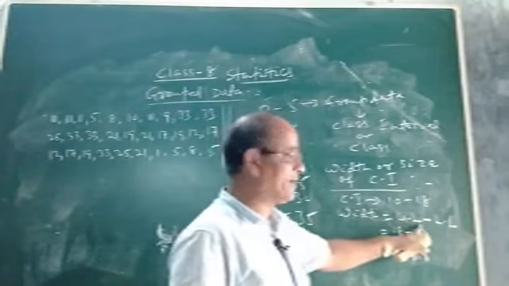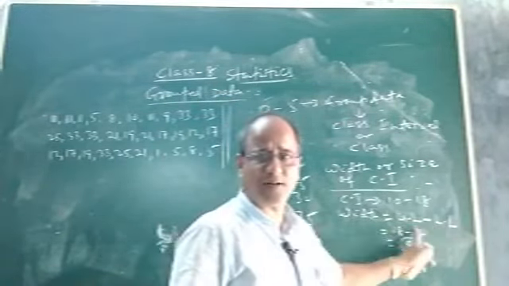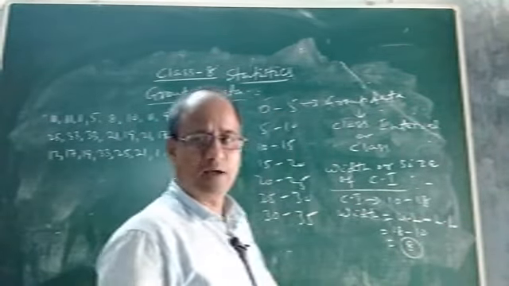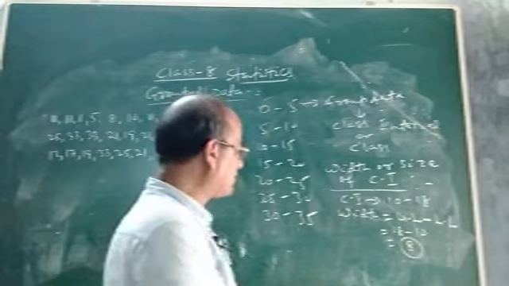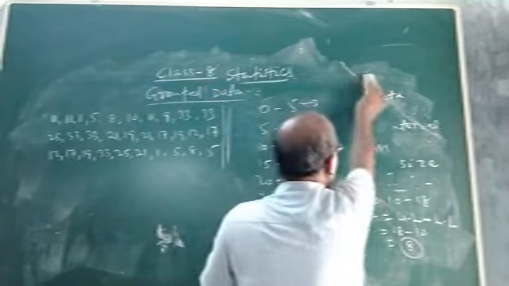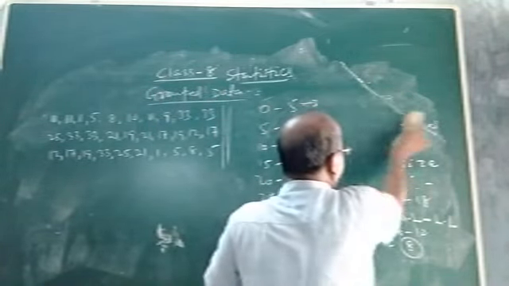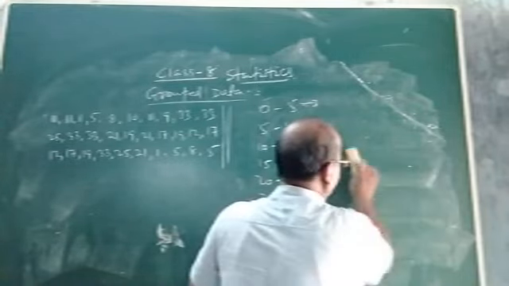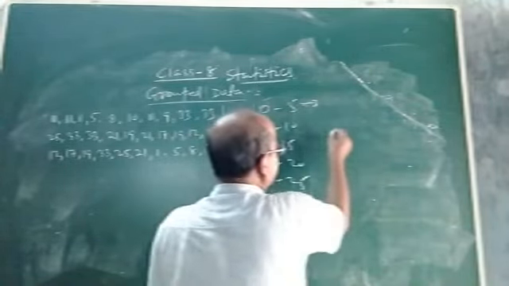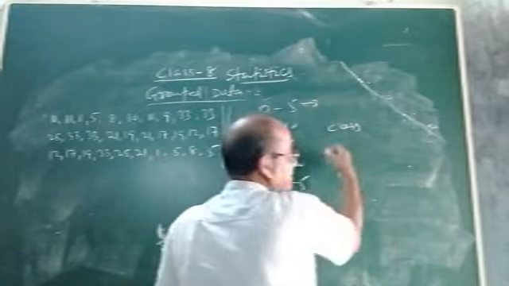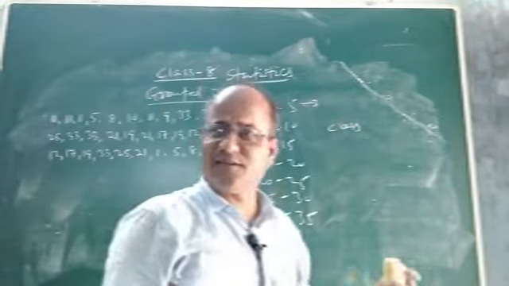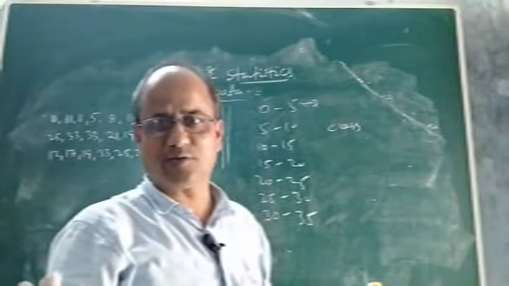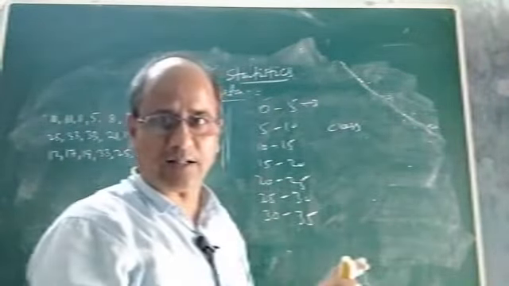So width or size of a class is defined as the difference between upper limit minus lower limit. Okay. Then another term. What is class mark, or midpoint of a class? See children, if we do not understand these things, we cannot understand how to prepare group frequency distribution, which is our aim. We will discuss that in another class.